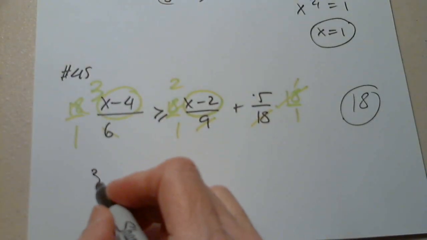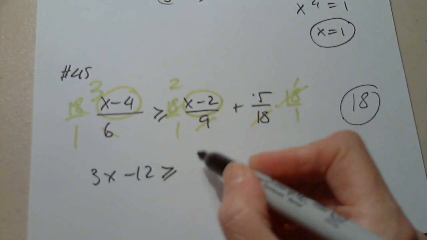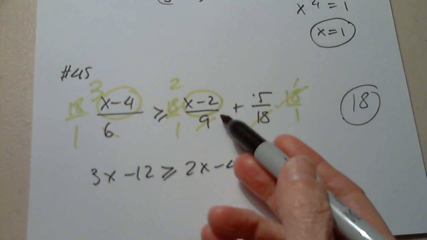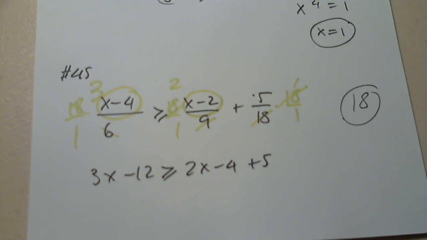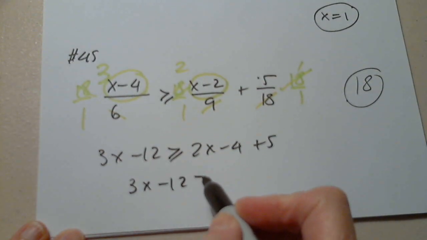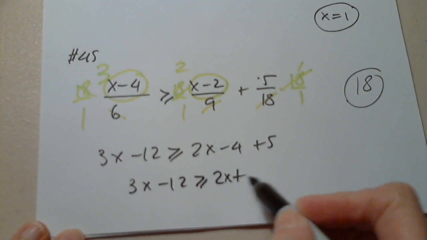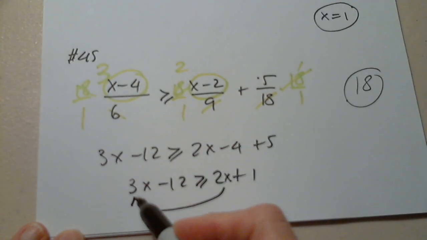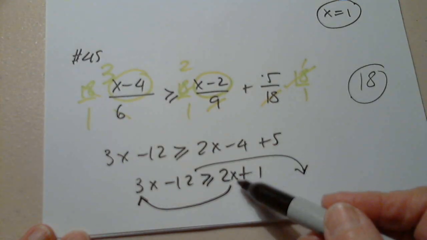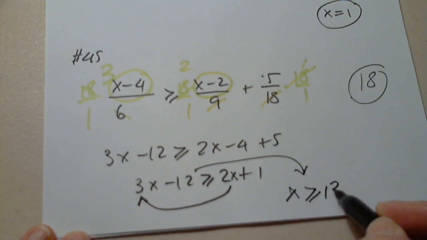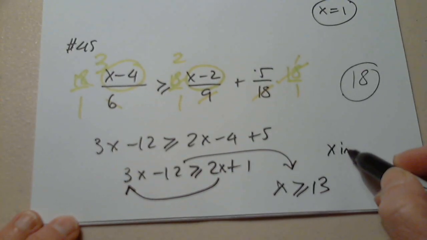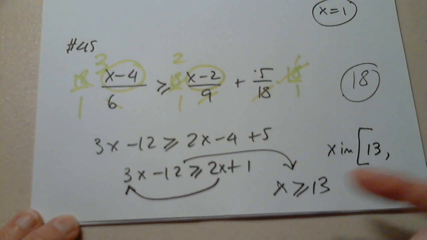So now when I distribute, I have 3x minus 12 greater than or equal to 2x minus 4 plus 5, which is way more doable than this. Easier to handle. Yes, I will combine like terms first, and plus 2x plus 1. Yes, I have to move the term with x to where it belongs and the other term to the other side. So then I have x greater than or equal to 13. And that is fine. And I will write x in bracket 13 to infinity.